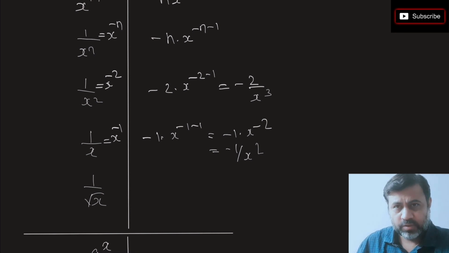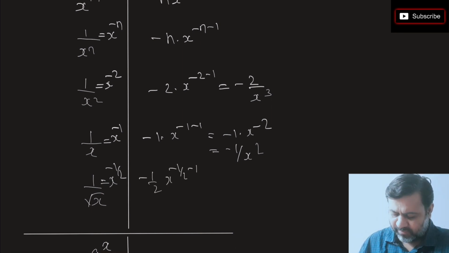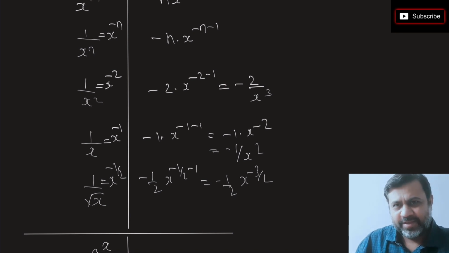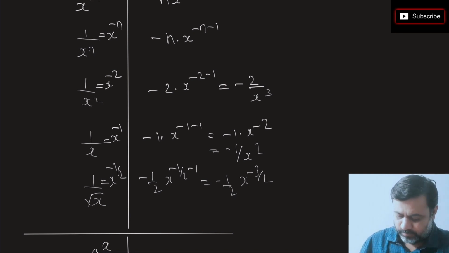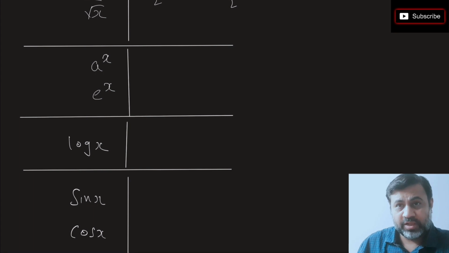Root x, what is root x? X to the power half, right? If I simplify this, x to the power half in the denominator comes to the numerator. We get x to the power minus half. Apply the formula: minus half x to the power minus half minus 1. Minus half minus 1 gives minus half x to the power minus 3 by 2. If you want to simplify, you can do it on your own. It comes in the denominator, you get plus 3 by 2, right? So this was all algebraic.